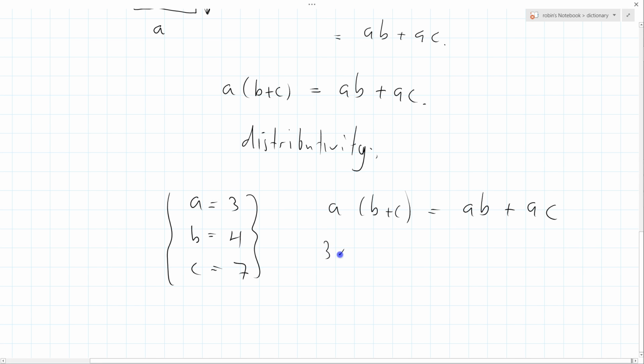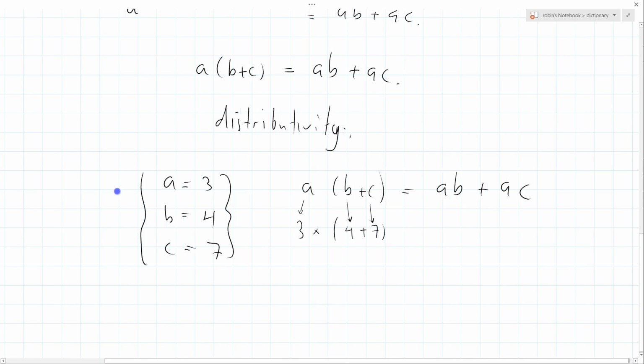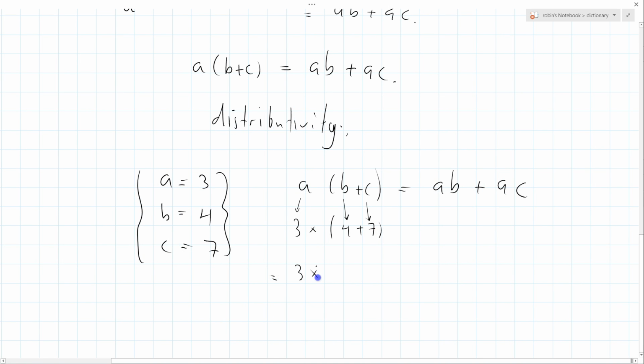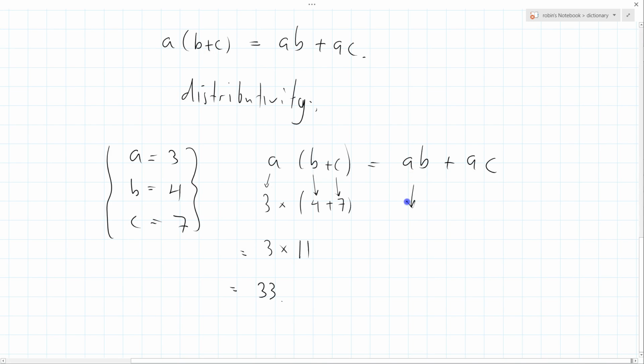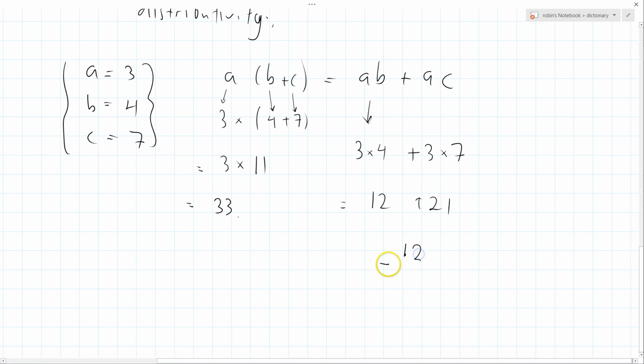So that's saying 3 times (B plus C), that's 4 plus 7. You see, all I'm doing is writing A equals 3 from here, B equals 4 from this one here, and C equals 7 from that one there. And that equals 3 times 11, which equals 33. That's great. And what's this one equal to? Well, that's equal to A, which is 3, times B, which is 4, plus A times C, which is 3 times 7, equals 12 plus 21, which is 33. There you go.